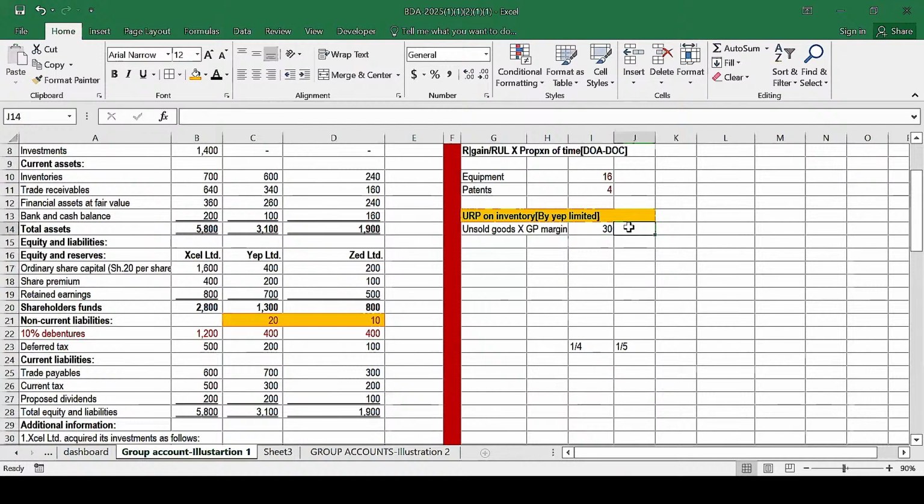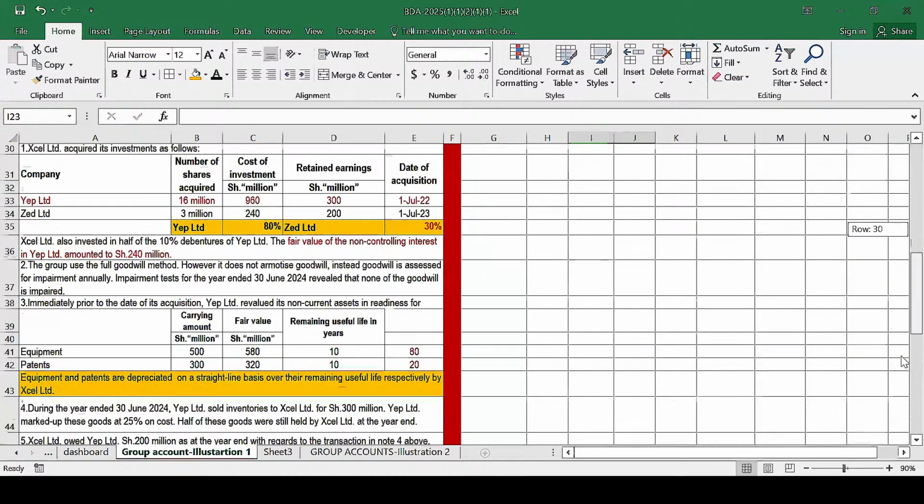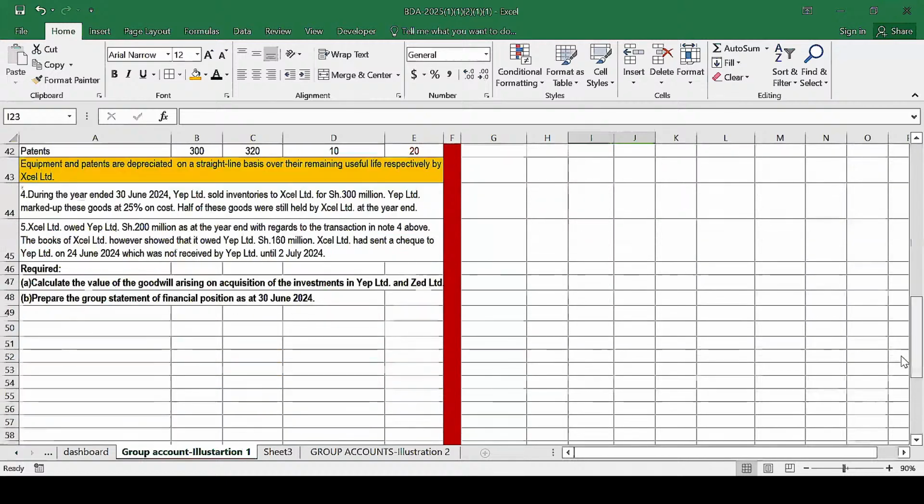Now, this unrealized profit, number one, should be deducted from the group inventory. Number two, we also deduct this from the retained earnings of the selling company. The selling company is the subsidiary, so we deduct that from the retained earnings of the subsidiary. And I think we are done with that particular point.